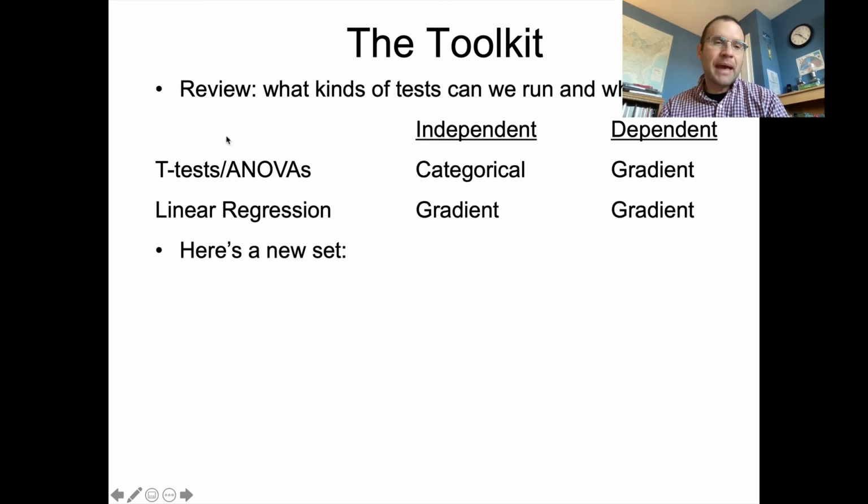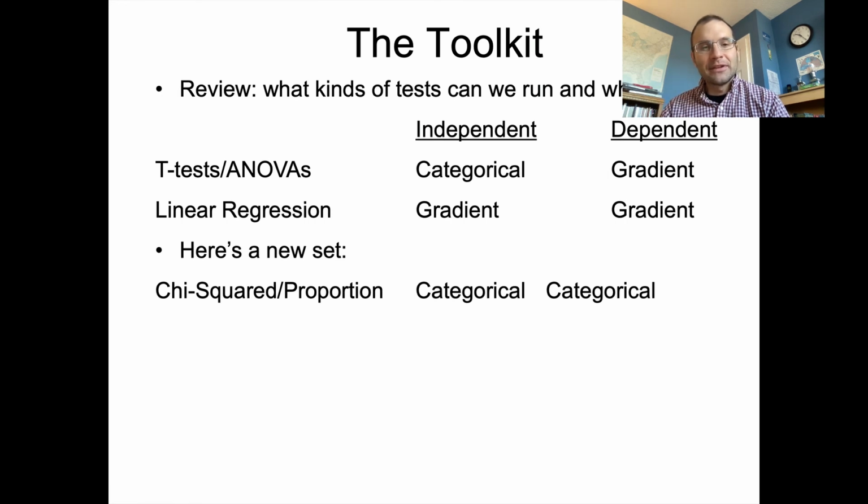And what we want to learn about now is the chi-square test, as well as learn a little bit more about the proportion tests, which we can use in cases where both of these variables are categorical.